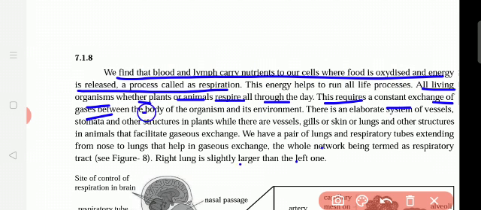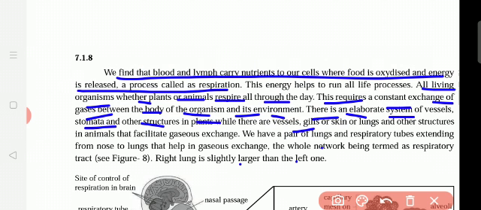And between the body and the organisms and its environment, there is an elaborate system of vessels, stomata and other structures in the plants. In the plants, exchange of gases takes place with the stomata. Okay, you saw in class 9th, stomata are present under the leaves. And fishes have the gills. For the fishes, gills are the lungs. For the plants, stomata are the lungs.